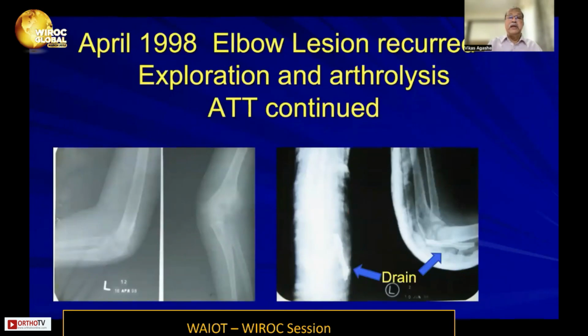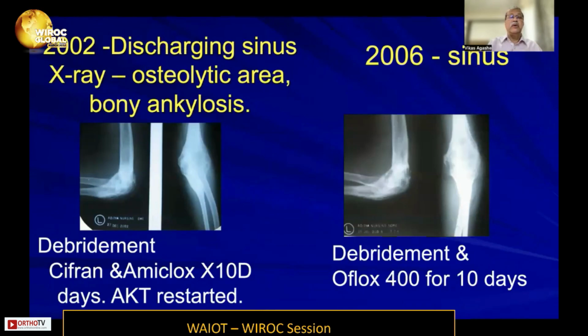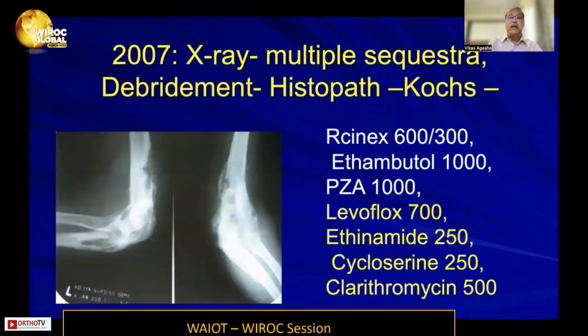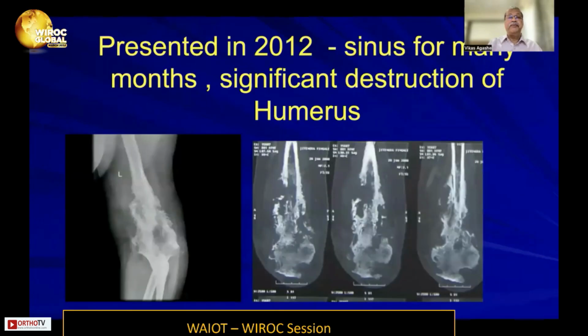In 1998, the lesion recurred. Therefore, exploration and arthrolysis of elbow was done. Anti-TB drugs were continued. In 2002, again he had a sinus, again he was operated. In 2006, again he was operated for a discharging sinus. In 2007, by then he had developed multiple sequestra. Again, histopathology was done, which showed caseation, and he was treated on modified ATT.